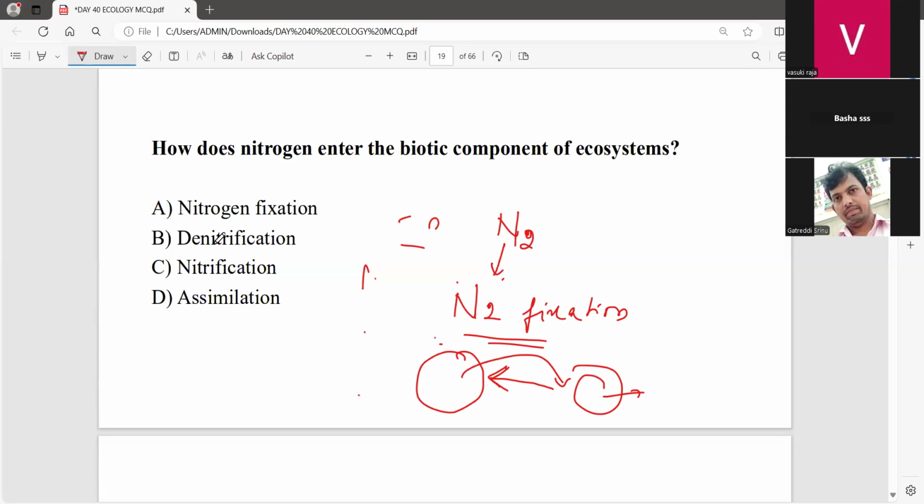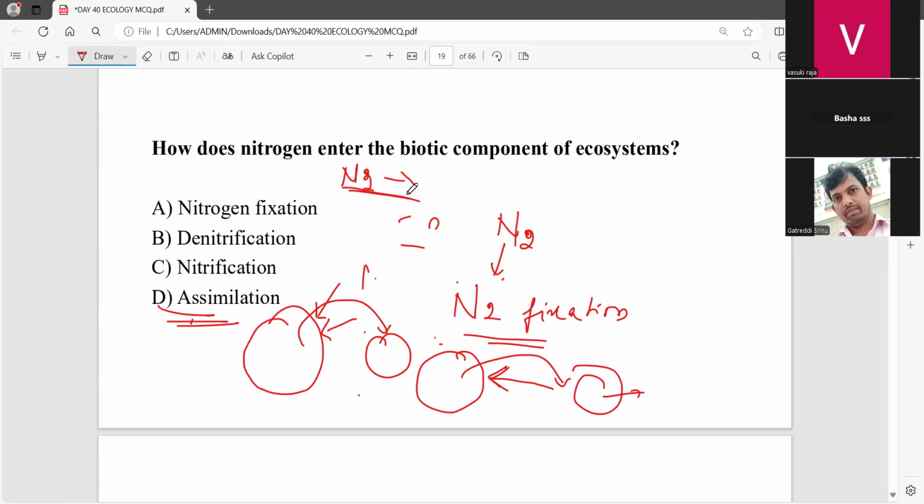Here they are not confining only to the plants. What are all the organisms which are feeding on these plants, only then will it be transferred from this body to that body. That is what the process of assimilation is. So you are right, but initially the nitrogen which is present in the environment will be taken by the plants by the process of nitrogen fixation. So you should not confine this as entering the biotic component of the ecosystem. So this will be the difference in this question.